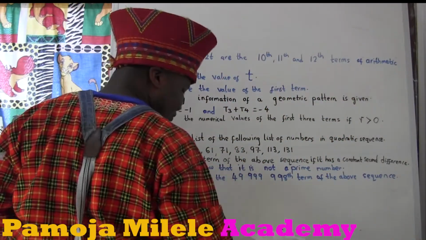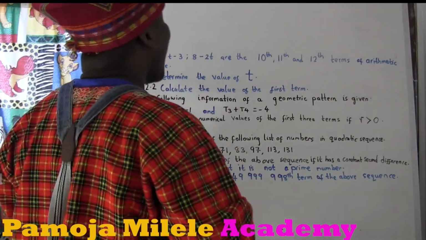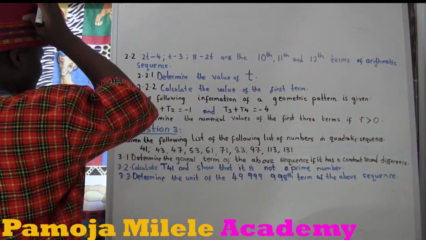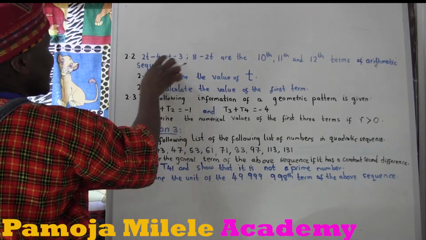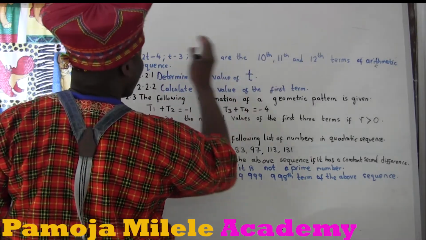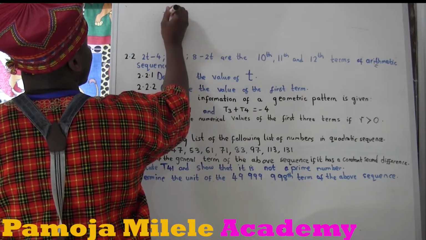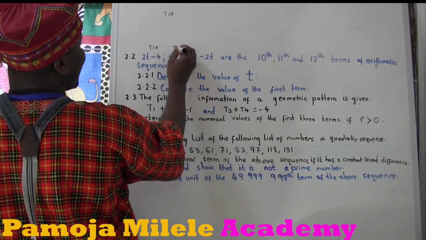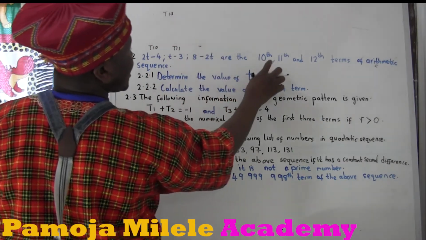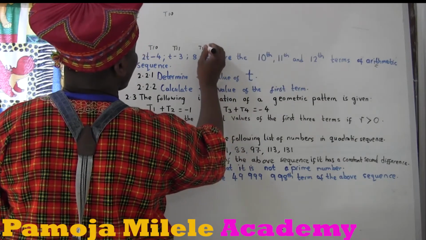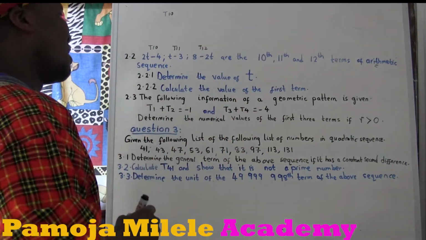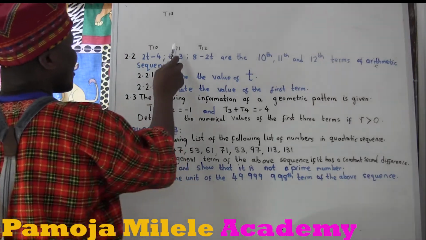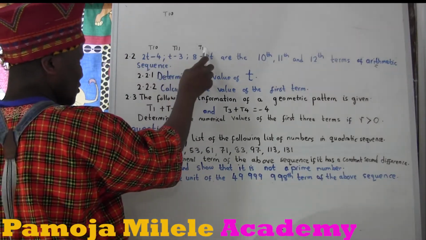Now let's go. So now for the second one, they have told you already this is arithmetic. So let's say this and this are T1, T2. This is T10, T11, and this is T10, T11, T12. They're giving terms of T. And they have told you already it's arithmetic. Oh, so now I know if I take T11 minus T10, it must be equal to T12 minus T11.